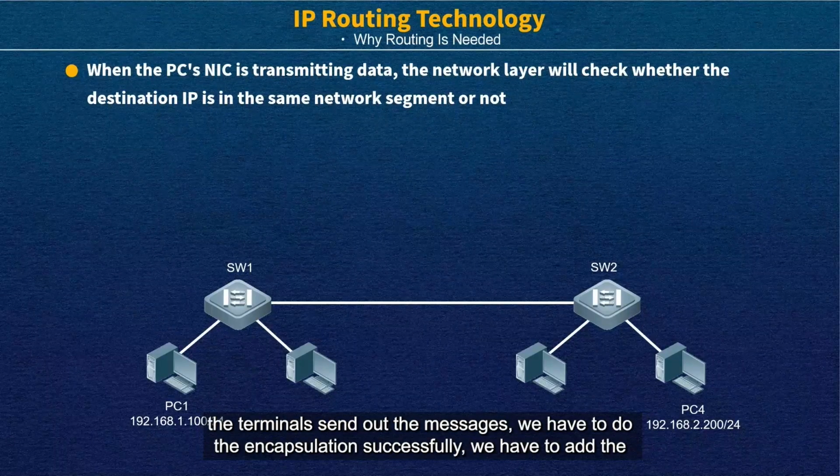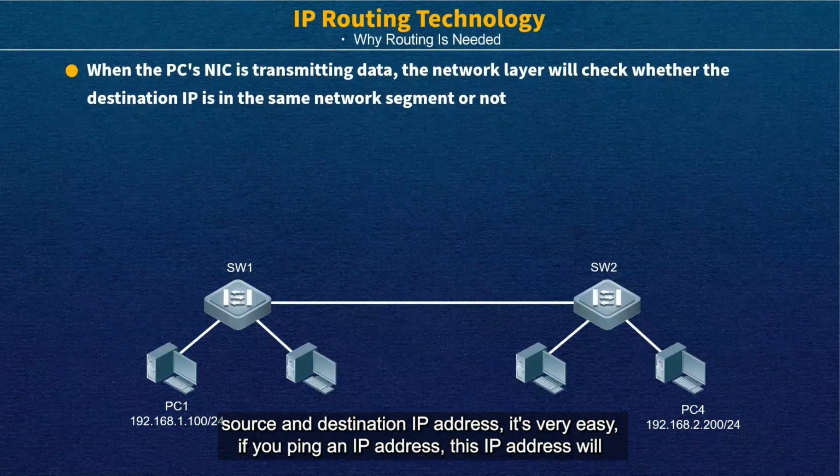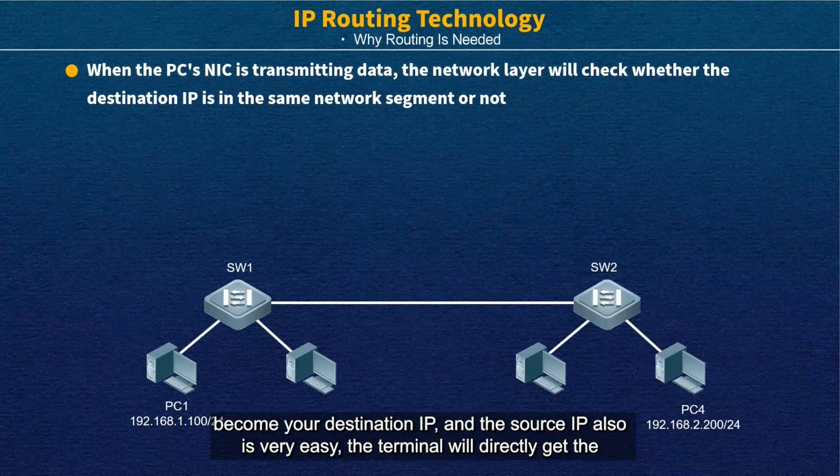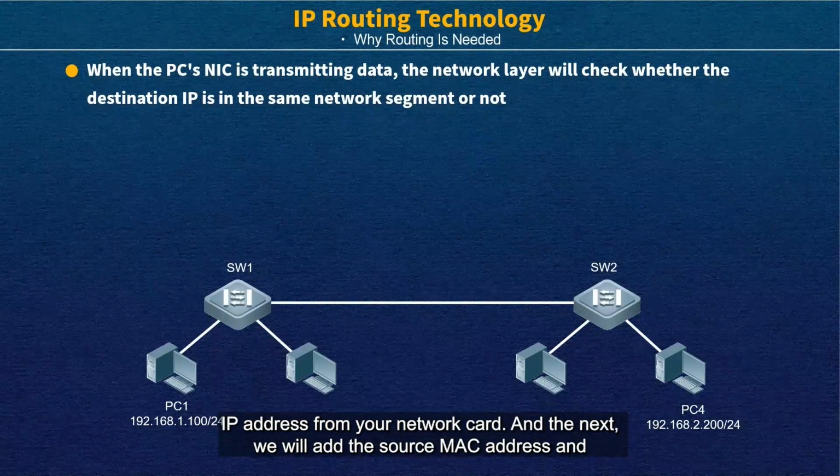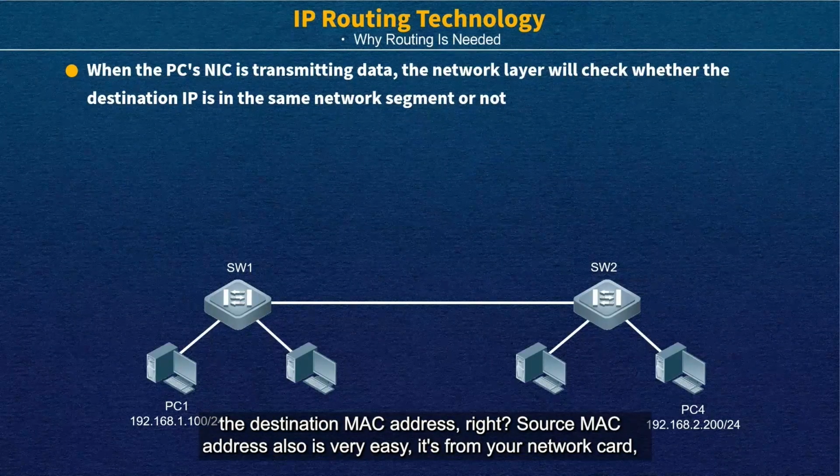Because when all the terminals send out a message, we have to do the encapsulation successfully. We have to add the source and destination IP address. It's very easy. Whichever IP address you ping becomes your destination IP. And the source IP is also very easy. The terminal will directly get the IP address from your network card. And at the next layer, we will add the source MAC address and the destination MAC address, right? The source MAC address is also very easy, from your network card.